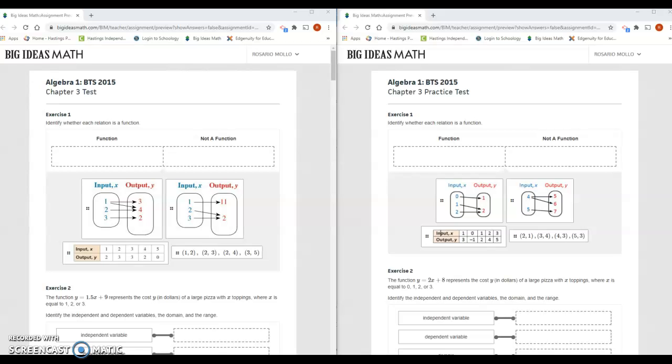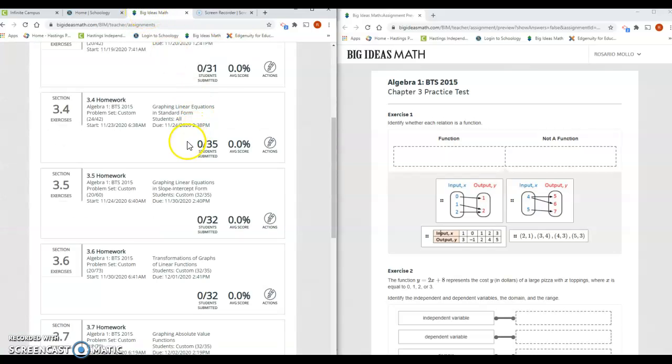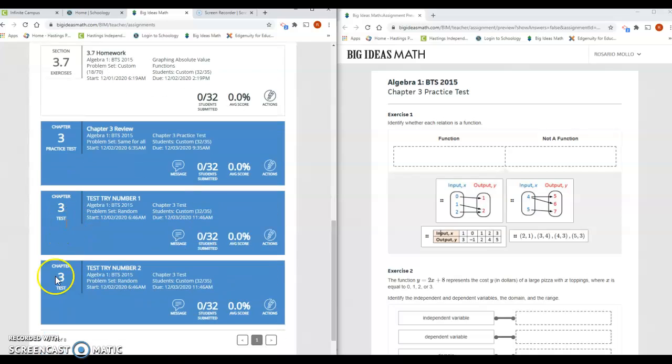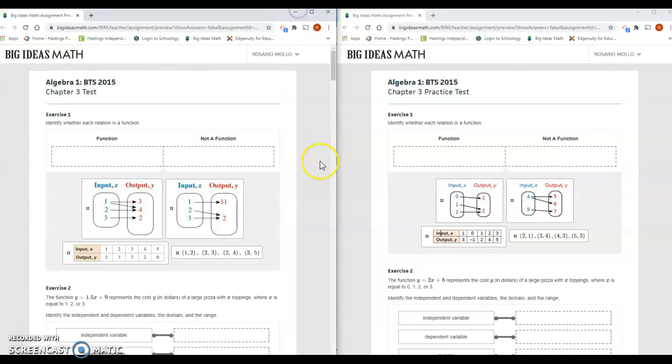If you look at your big ideas, it might look a little different than normal. Here you have the practice test, and then I gave you 2 chances at the real test. You have 2 chances at this because remember there are no check answers on the test. This is my Chapter 3 practice test, and it's probably pretty hard to tell the difference. This is a review. I'm not going to put this in the gradebook. This is 100% for you. This is the test. This is definitely going in the gradebook.